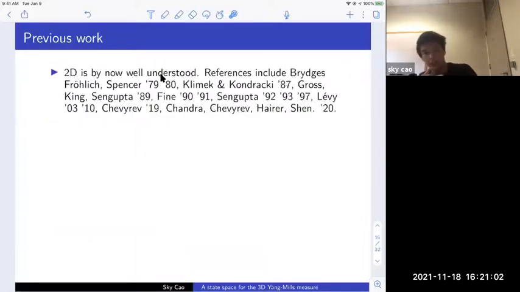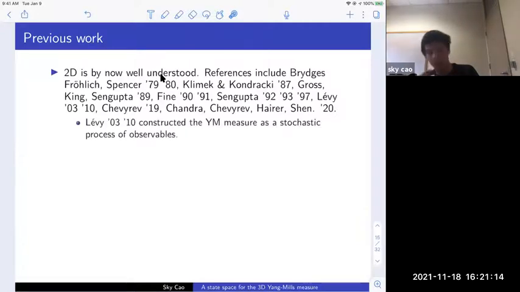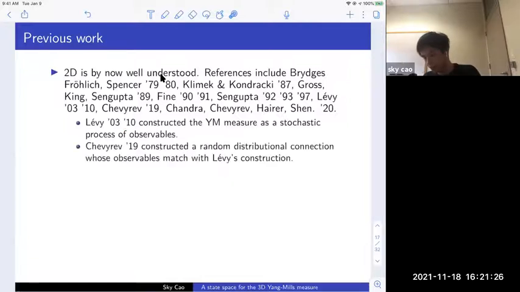Now let me quickly survey some previous work in this area. As I mentioned before, 2 dimensions is by now very well understood due to many works. Here I'm just giving an incomplete list, but let me single out some specific works. Levy in 2003 and 2010 succeeded in constructing the Yang-Mills measure as a stochastic process of observables. Following up on that, Chevyrev in 2019 constructed a random connection whose observables match with Levy's construction, so it's a random connection which is consistent with this prior work.